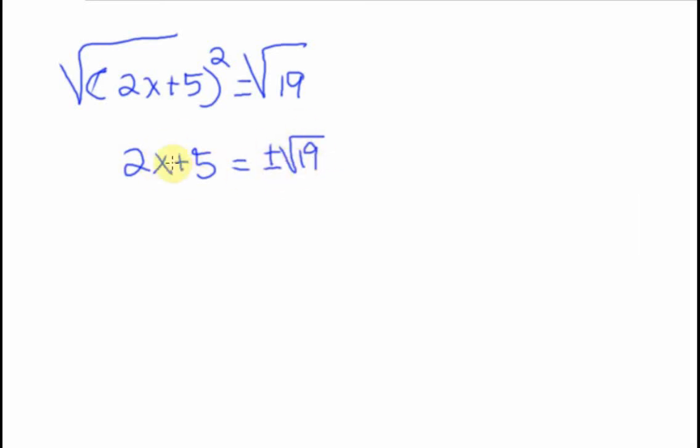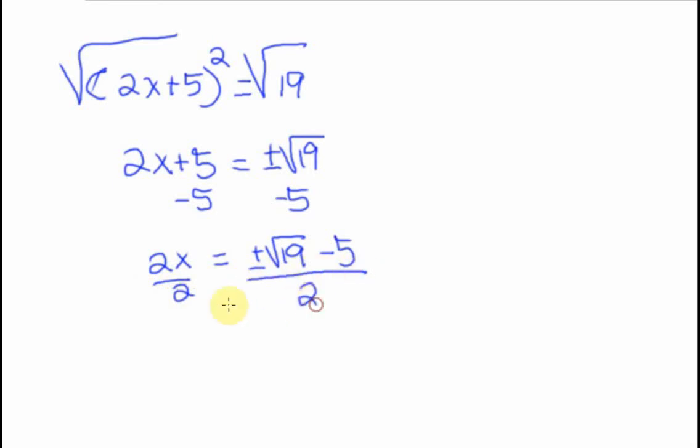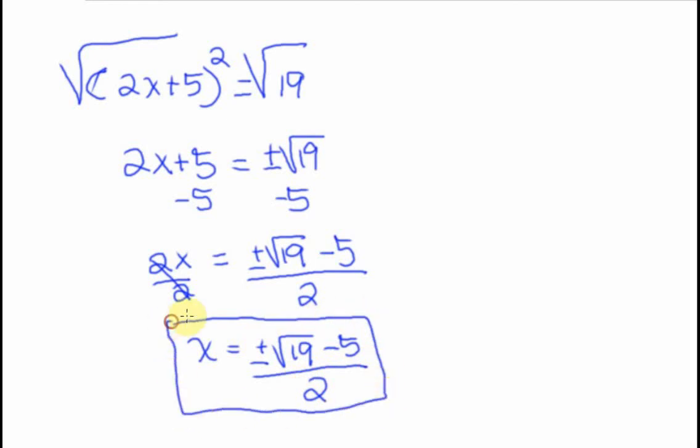So I just need to go about my business solving for x. I can subtract 5 from both sides. So 2x equals positive or negative square root of 19 minus 5. And then divide both sides by 2. Now I have to divide the entire side by 2. So be very careful of that. Now nothing simplifies here, reduces or combines. So this represents our two answers.